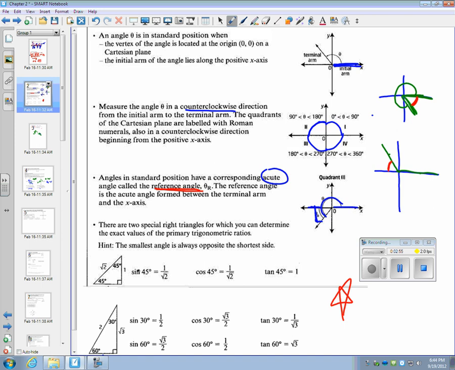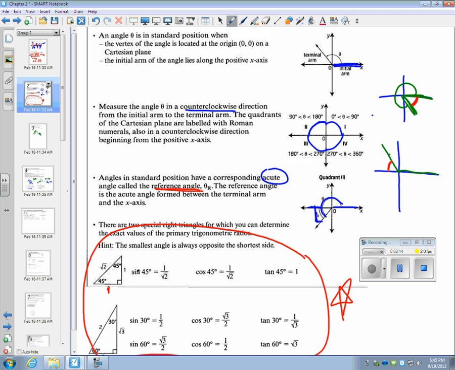There are two special right triangles for which you can determine the exact values of prime trig ratios. Okay? And this is something that we need to memorize, and I'm going to spend some time doing question number 5 with you. I know it's not assigned. Okay, we use a special 45-45 triangle.